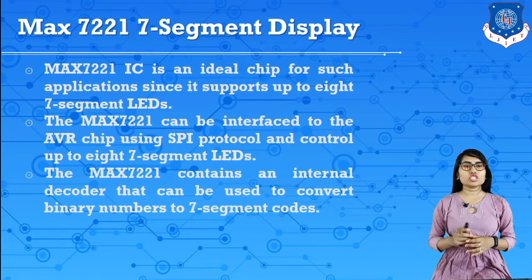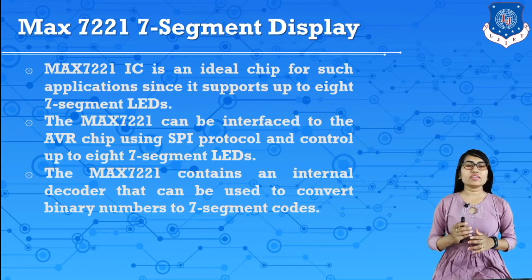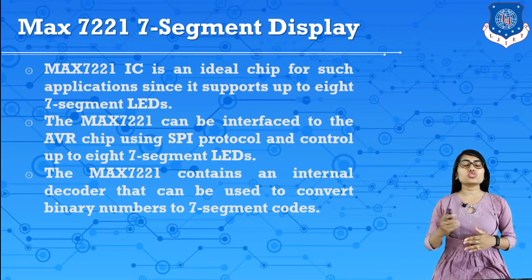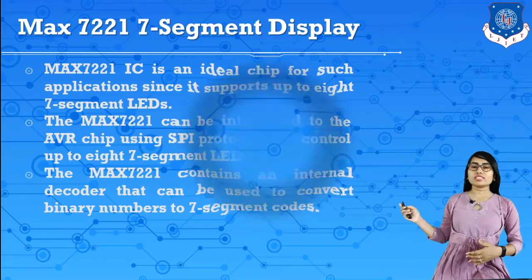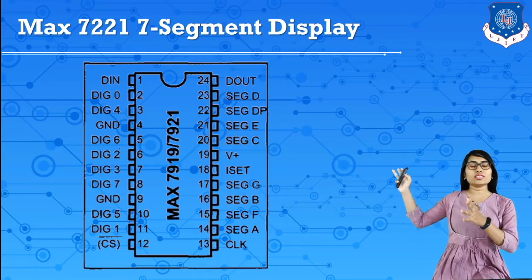This MAX7221 is used to drive 7-segment LEDs to display 0 to 9 numbers and some characters. This MAX7221 IC is an ideal chip for such an application since it supports up to 8 7-segment LEDs. The MAX7221 can be interfaced to the AVR chip using SPI and control up to 8 7-segment LEDs. It contains an internal decoder that can be used to convert binary numbers to 7-segment code. So this MAX7221 IC looks like this.